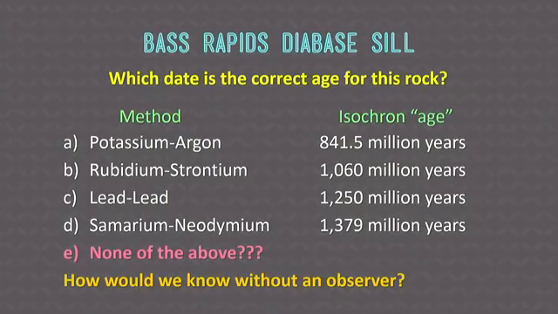Potassium-argon age of 841.5 million years, rubidium-strontium 1,060 million years, lead 1,250 million years, samarium-neodymium 1,379 million years. Again, which is the correct age. And by the way, notice that the potassium was always younger than the rubidium. That's why he knew there was something systematically going on, because there was the same pattern. Potassium-argon was always the youngest, and potassium-argon was always younger than rubidium-strontium.